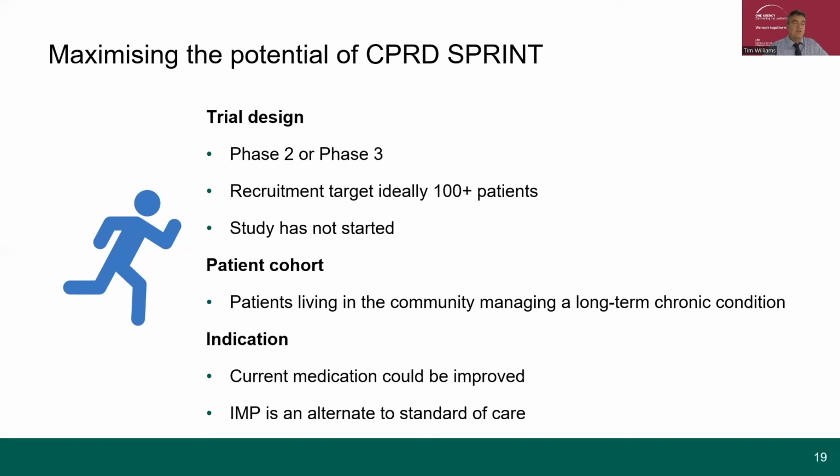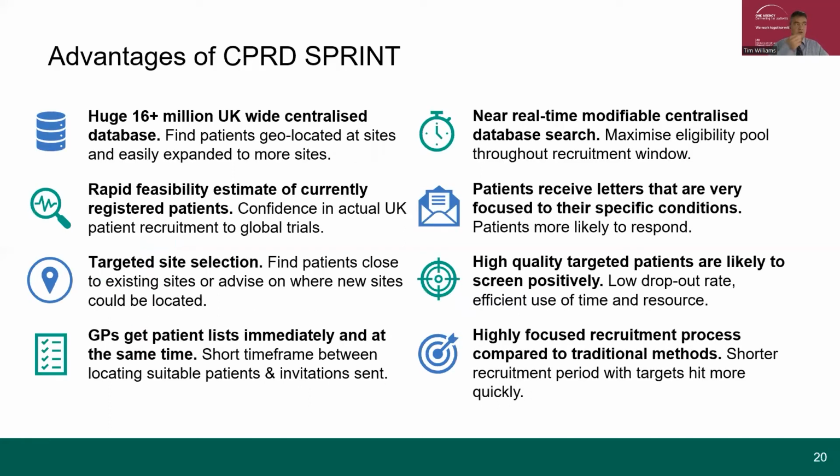We think it's probably best where we're looking at patients living with diseases in the community, which is managed in primary care, such as a long-term chronic condition, and where the indication or the purpose of the trial is to look at improving upon a current medication or an alternative to standard of care. So finally on Sprint, what are the advantages?